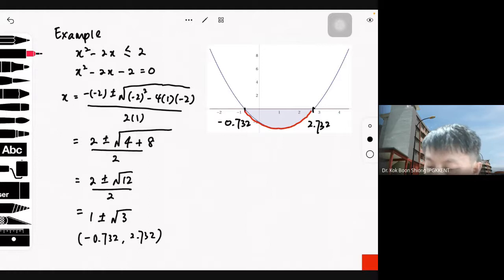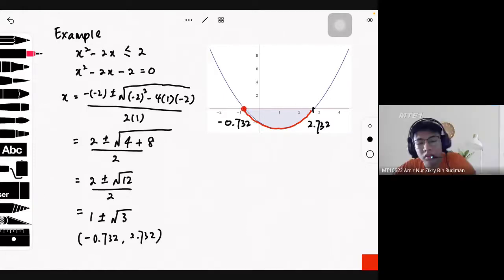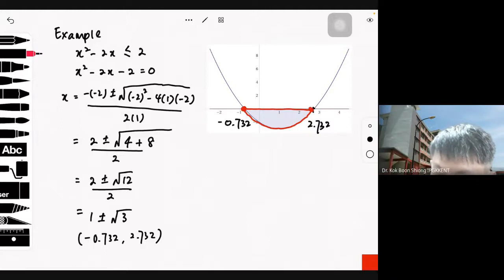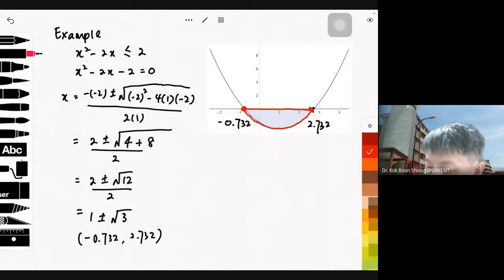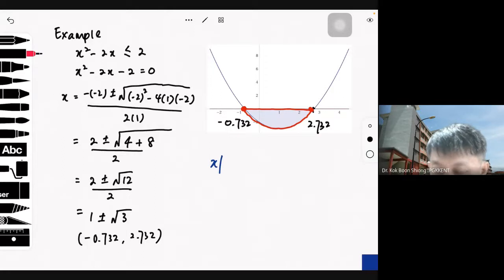So it is between these 2 points. Okay, so what is the value for x? x is given by 1 minus square root 3 and 1 plus square root 3. So this is the answer.